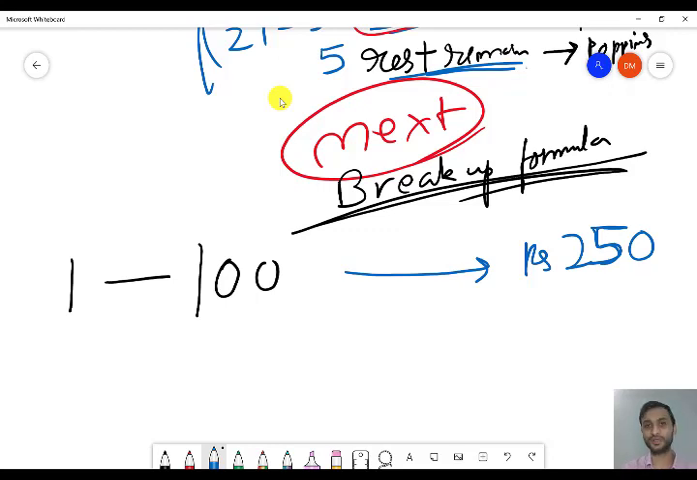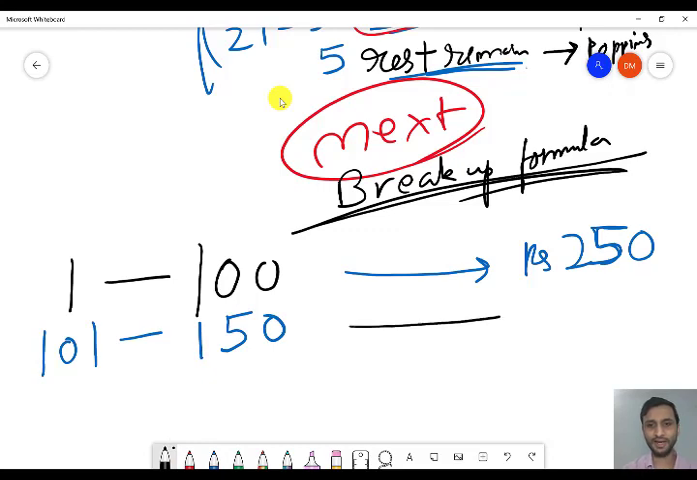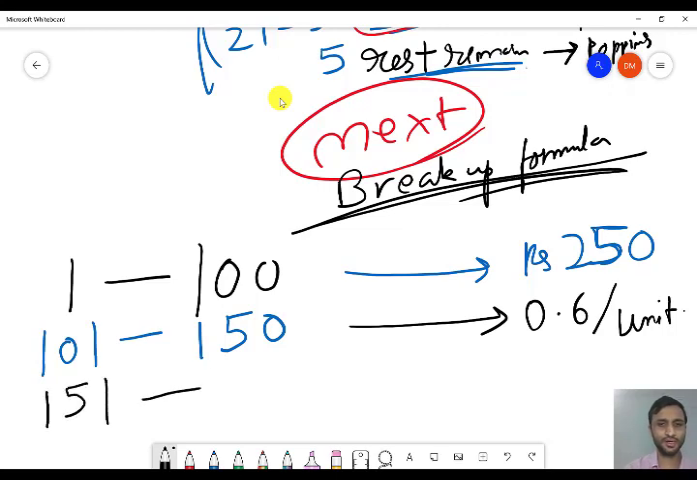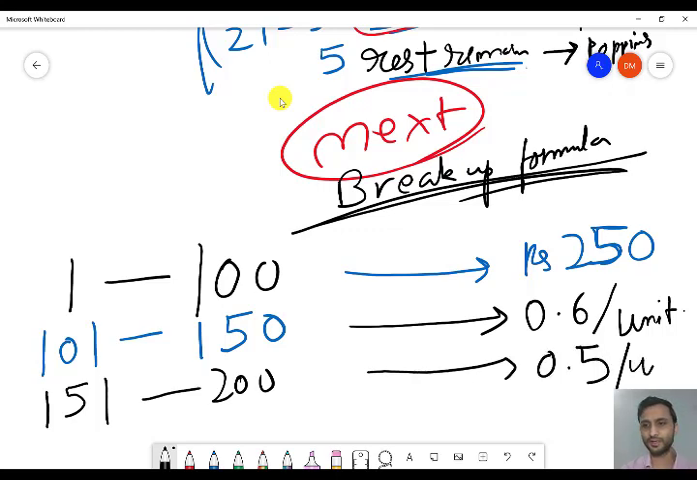For the next 50 units. What is next 50? 100 is done. What is the next 50? It is from 101 to 150. For that it is 0.6 per unit. Then it is saying again for the next 50 units. Again next 50 is from 151 to 200, and this time it is 0.5 per unit.